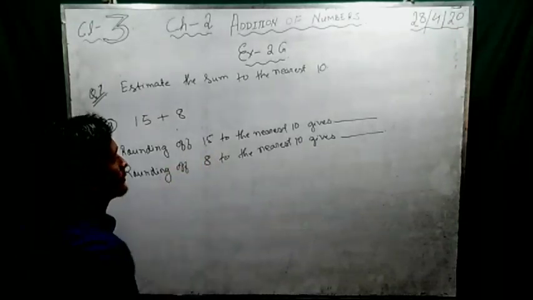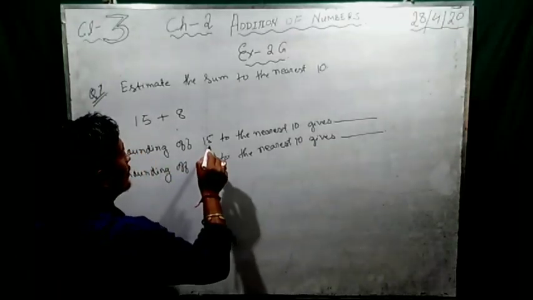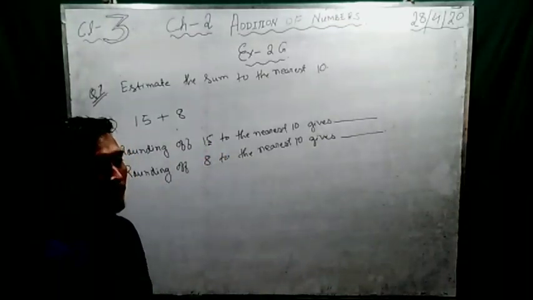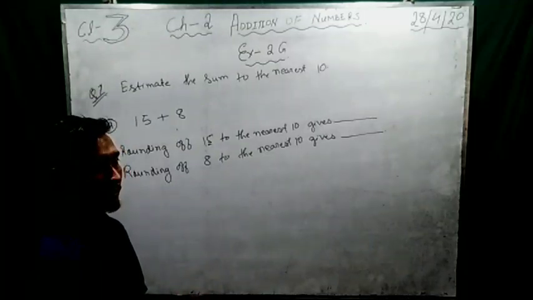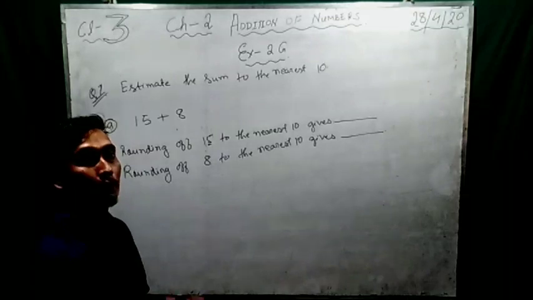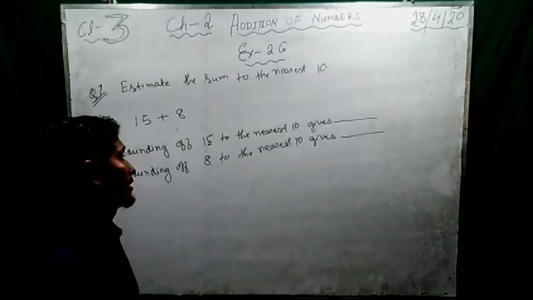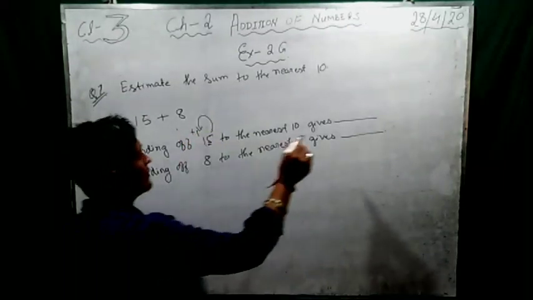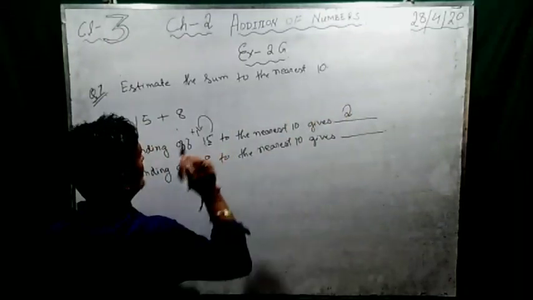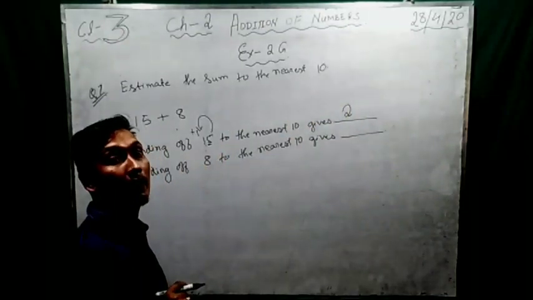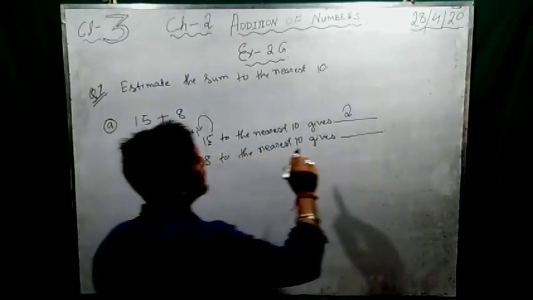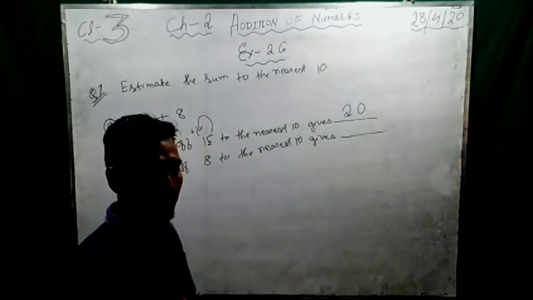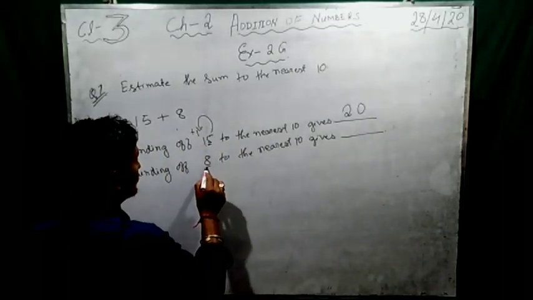So 15. First, what we have to do? We have to see the ones place number. So the number is 5. Yes or no? I told you, if the number is more than 5 or equal to 5, in that situation we have to add 1 here. So 1 plus 1, 2, and the ones place is replaced by 0. Clear? Okay.